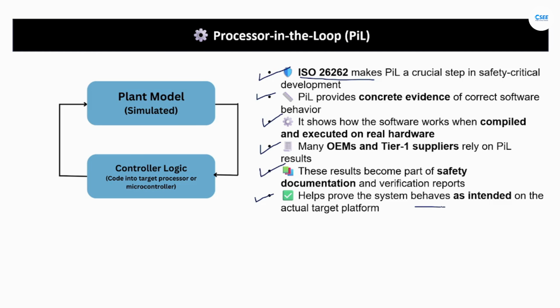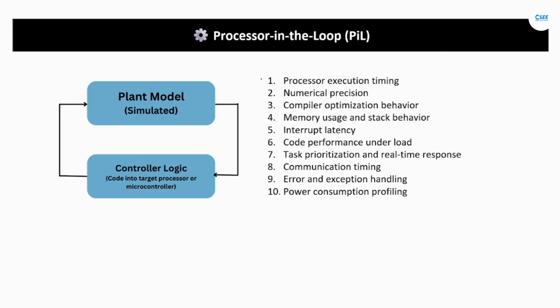Let's list 10 key things typically verified in PiL testing. The checklist every embedded developer lives by: processor execution timing, verifying loop times, task scheduling, and CPU load under realistic conditions. Numerical precision, ensuring results match SIL within expectable tolerances, accounting for floating or fixed point differences. Compiler optimization behavior, checking that different compiler settings don't change control outcomes.